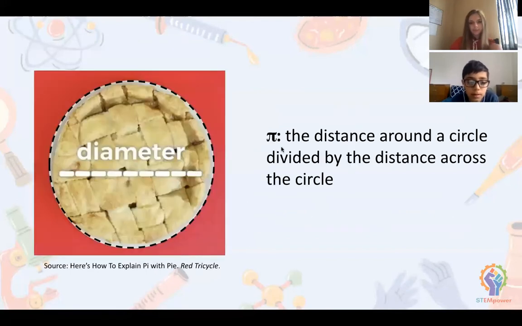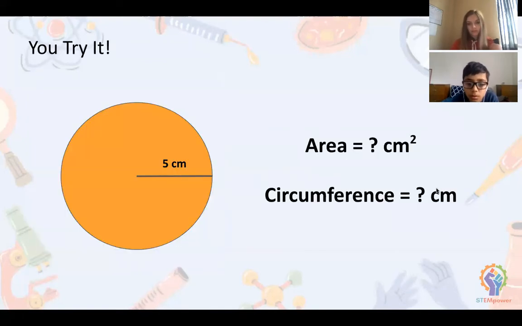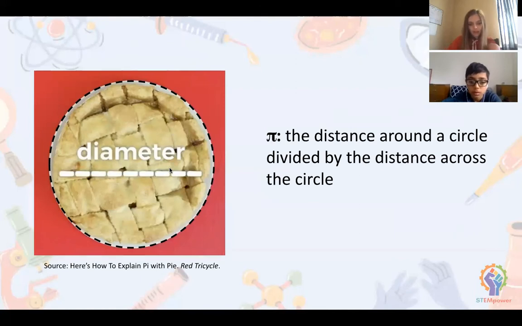Okay, so pi. Pi is a very important value in circles, and it's the distance around a circle divided by the distance across the circle. So let's try it. Wait, did you read the last slide again? Yeah. Oh, it is a distance.